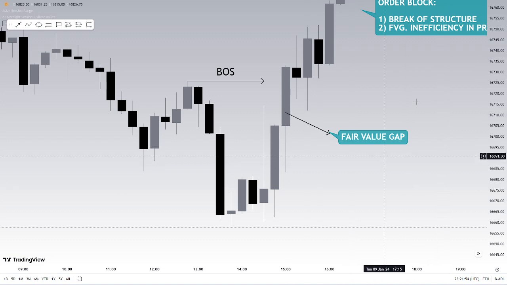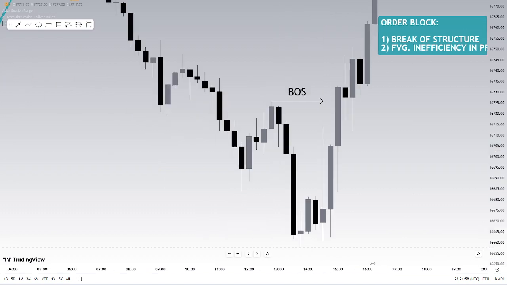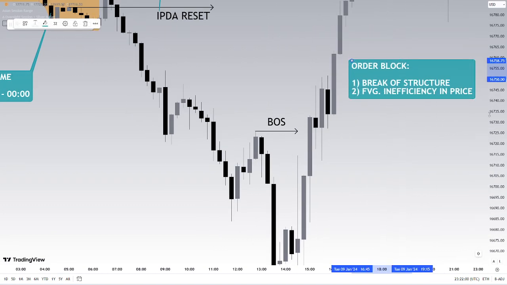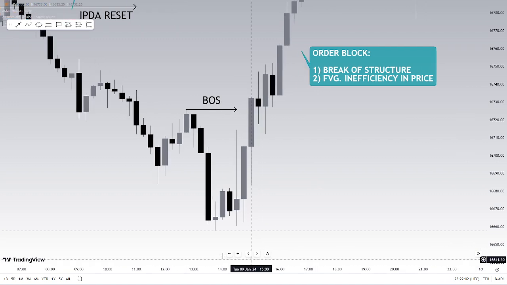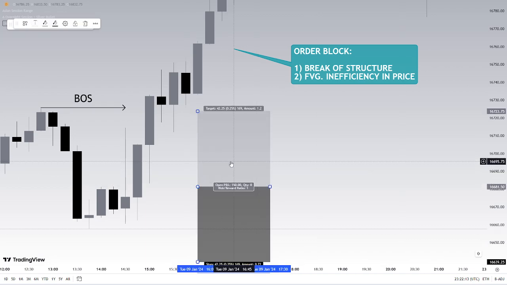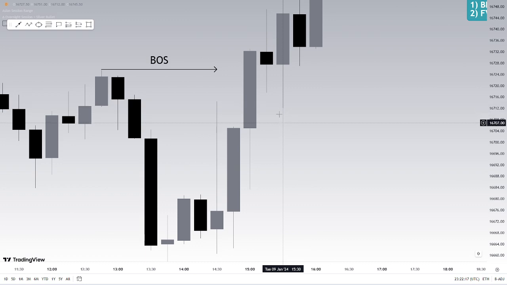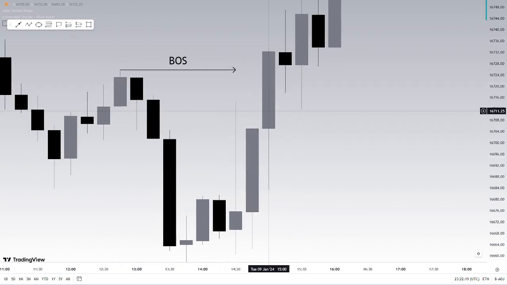So now that we've seen a fair value gap and a break of structure, this gives us our key for entry. So where do we want to enter as an ICT trader? Now we want to enter off the top of the fair value gap. If I zoom into price over here, we see the wicks. We see this wick over here filled this inefficiency.